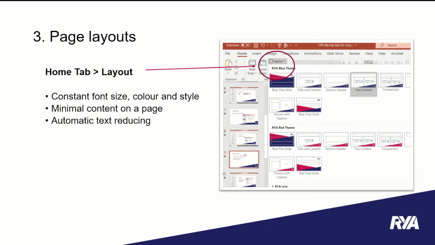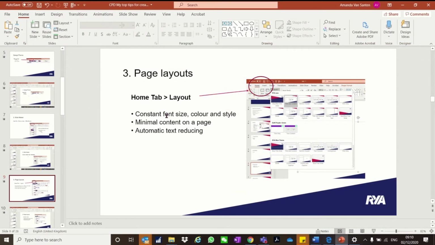Number 3 is page layouts. I find this quite useful when I'm inserting text or photos or videos into a slide of a presentation. Makes it easier for me to look at reducing the text or enlarging the text, or maybe concentrating on how many bullets I'm having on a page. So the page layout is found in the Home tab, just on the left-hand side.